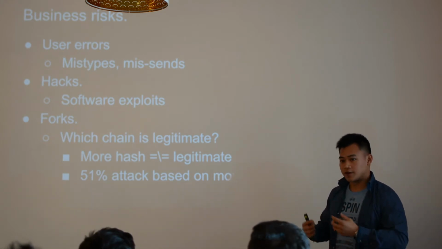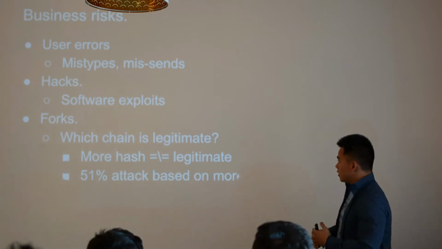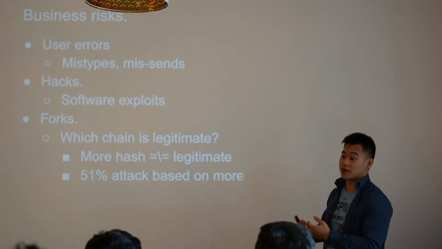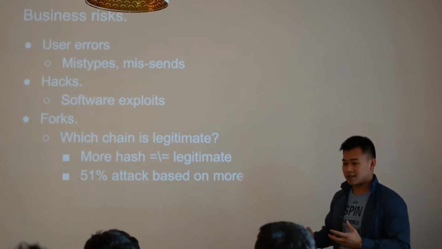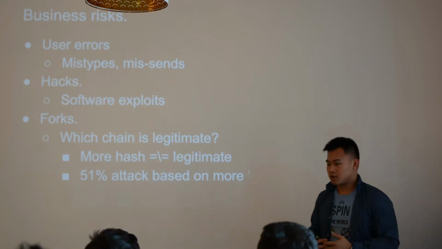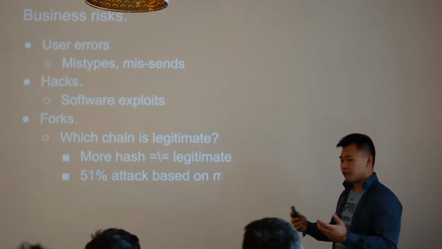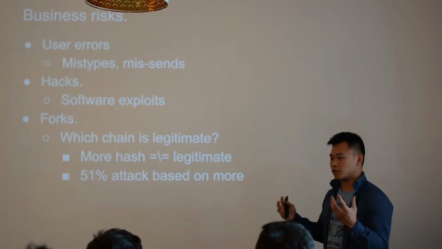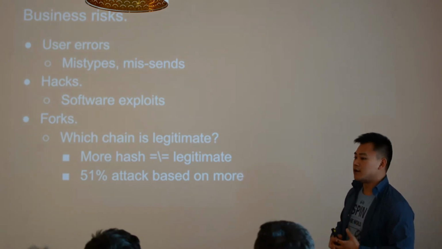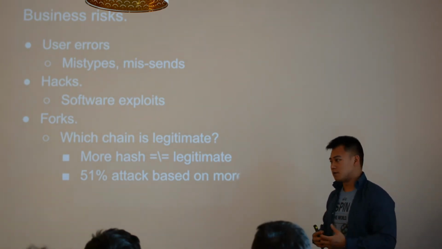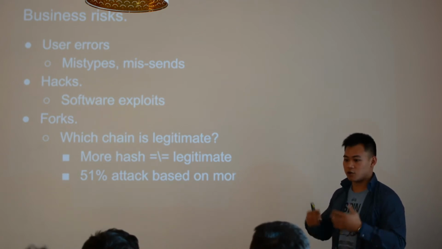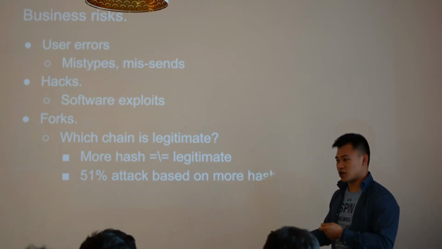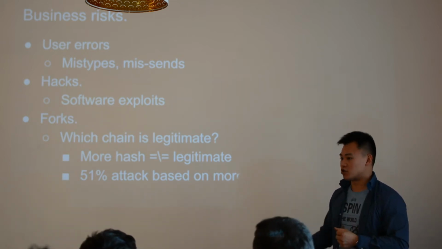User errors: if a user mistypes something, types the wrong address, and sends the funds to the wrong person. Hacks: if a hacker exploits the software, they can steal millions of dollars of funds. And forks: what happens when a chain splits? Which one becomes legitimate? How do you determine which chain becomes legitimate? You can't just apply a simple proof of work algorithm, because the very definition of a 51% attack is someone who has more than 51% of the hashing network attacking the system. So the attack chain, the result of that attack, cannot be the legitimate chain.